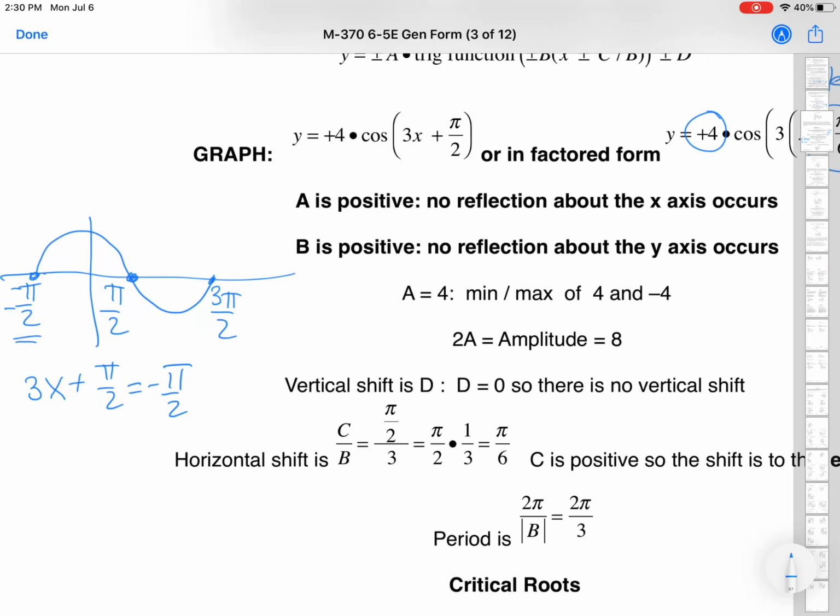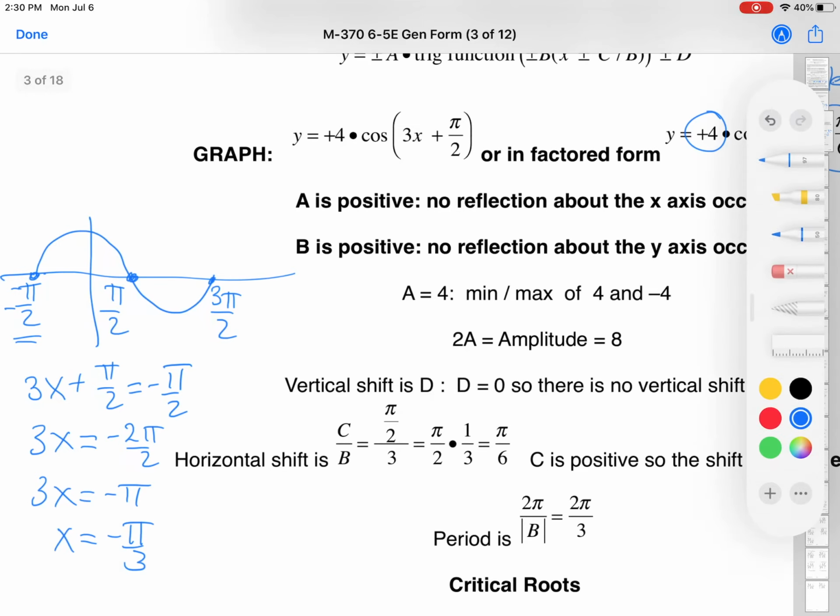And so we're going to subtract pi over 2 and get 3x is equal to negative 2 pi over 2, or 3x is equal to negative pi. So x is equal to negative pi over 3. That's one of your very first starting places, negative pi over 3. Then you're going to do it to pi over 2, right?